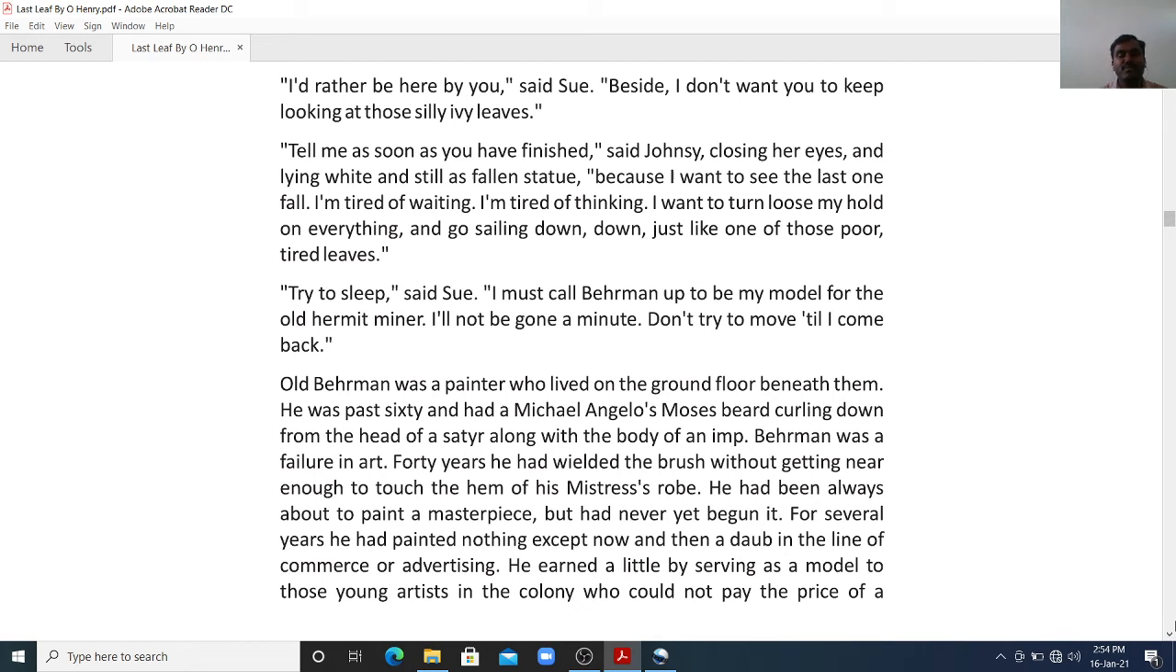He had been always about to paint a masterpiece. But his aim is to paint what? A masterpiece. But had never yet begun it. He had not yet begun it. For several years, he had painted nothing except now and then a daub in the line of commerce and advertising. So, for several years now, he had only tried to paint some kind of lines or some kind of drawing for commerce and advertising. That's what he had done all these days.